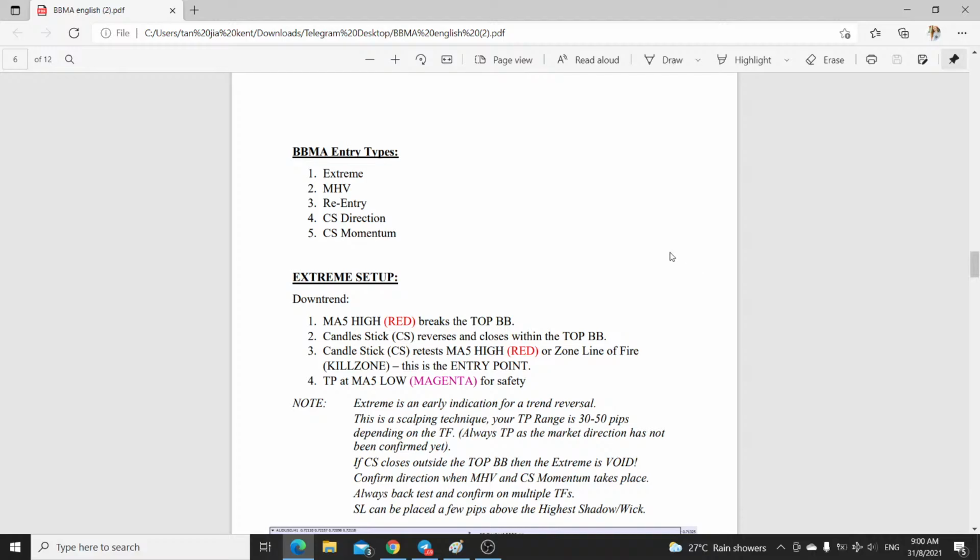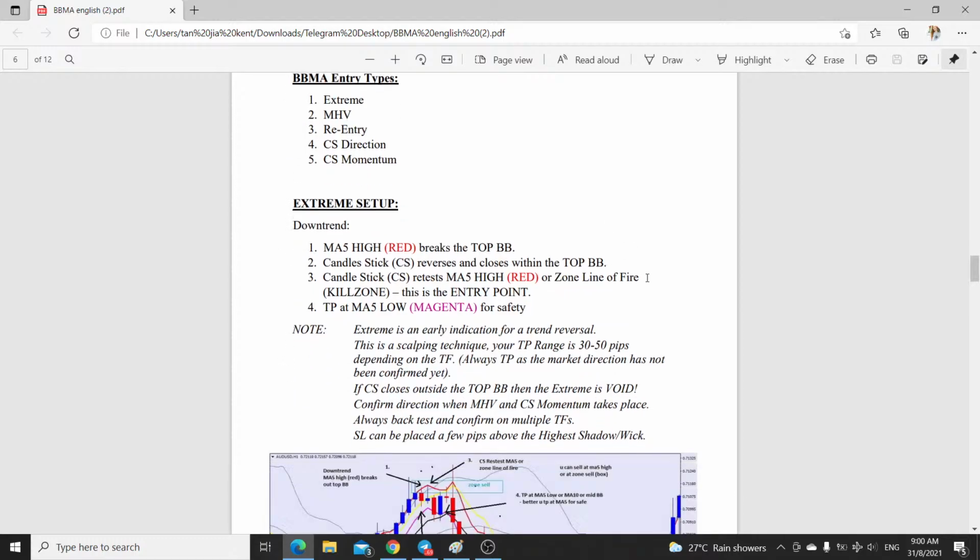Re-entry types, there are 5 types? Actually, there are not many. And this is so wrong. There's only one type of entry. It is the re-entry.